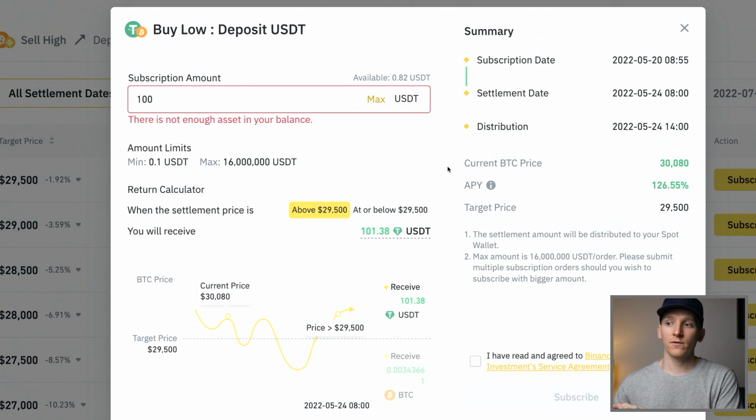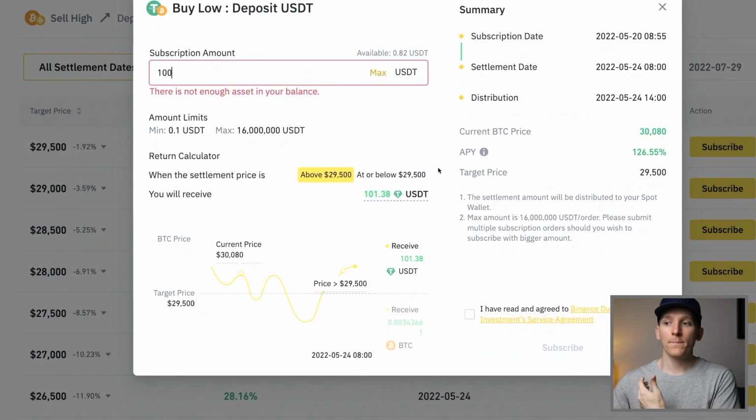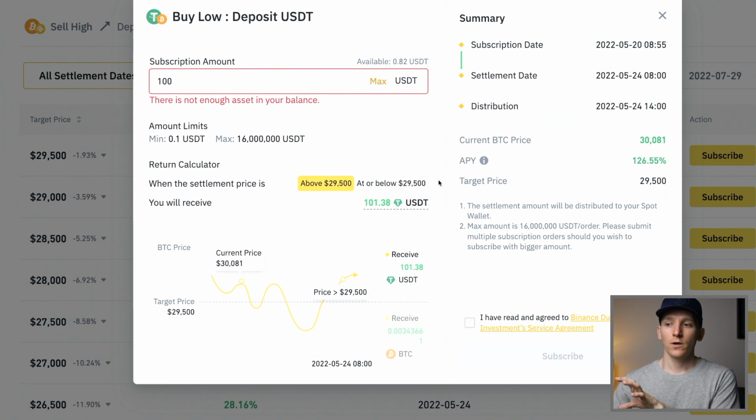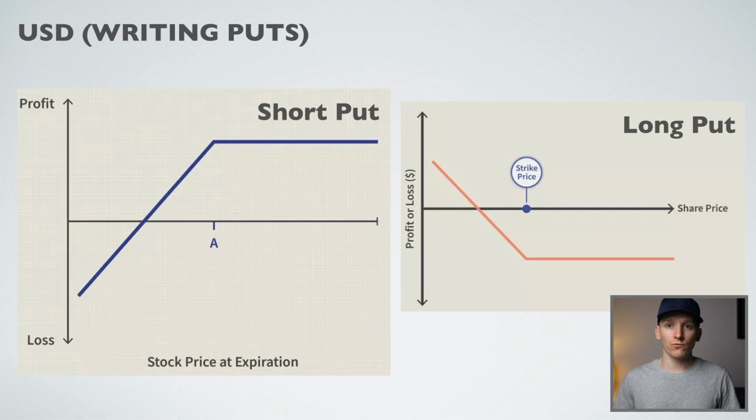So this option with dollars is good if you want to buy Bitcoin anyway, and you're looking to lock in a price that's certain, but you also want some yield as well, you can use this option with the dollars. To show you how this works under the surface as well, this is what's called writing a put, which is giving someone the option to sell you Bitcoin. That's called writing a put.